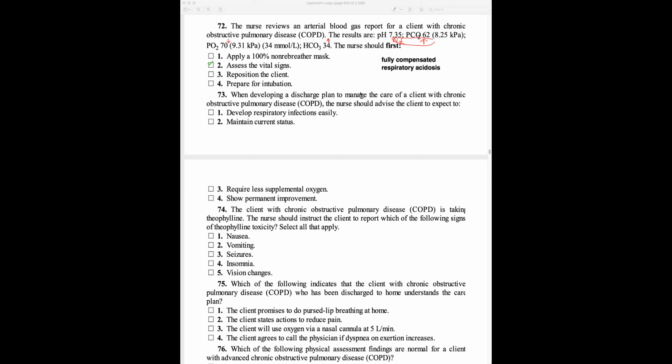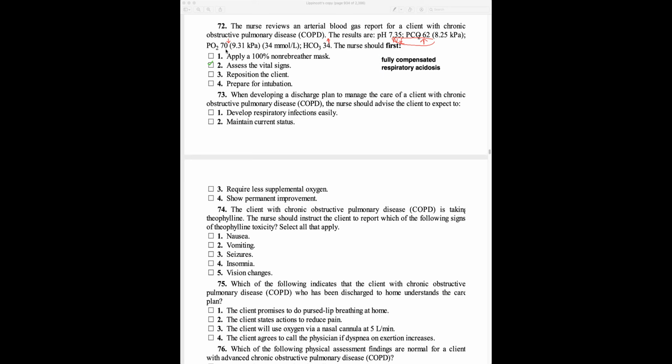Okay, and that makes sense because we know situations like COPD, pneumonia, tuberculosis, those kind of respiratory conditions, they increase the risk for respiratory acidosis. So we want to assess the vital signs because we want to see, especially since this PaO2 is so low, what is the oxygen saturation. So that we can make a better decision on what we need to do to help this patient.